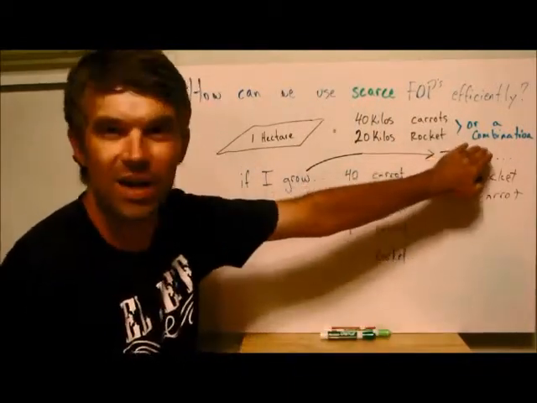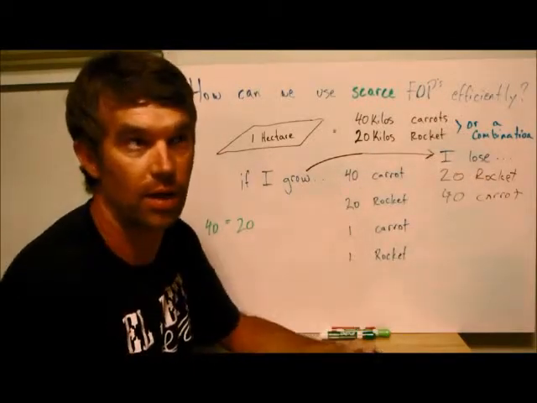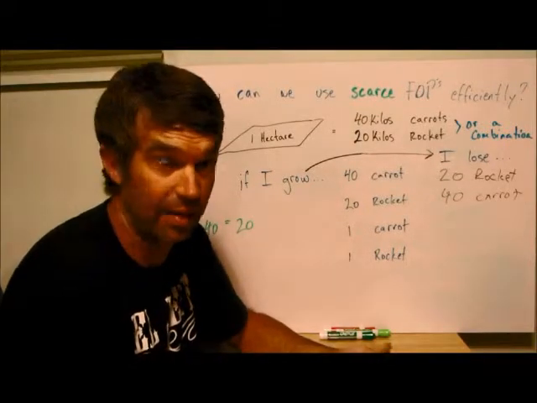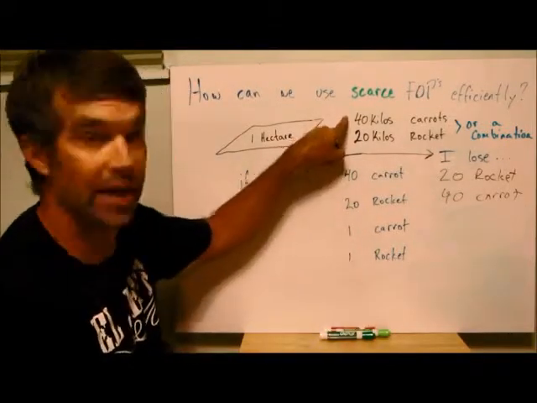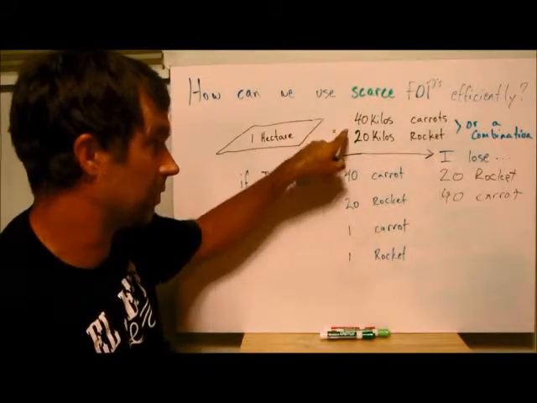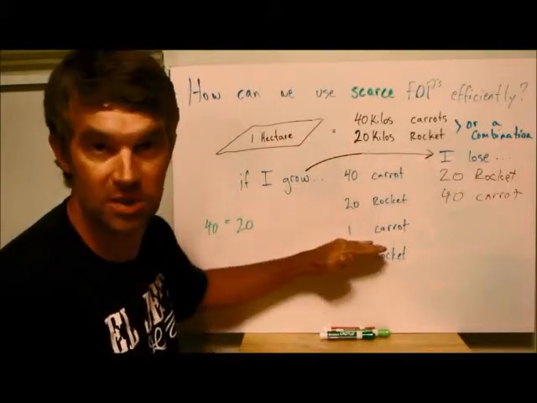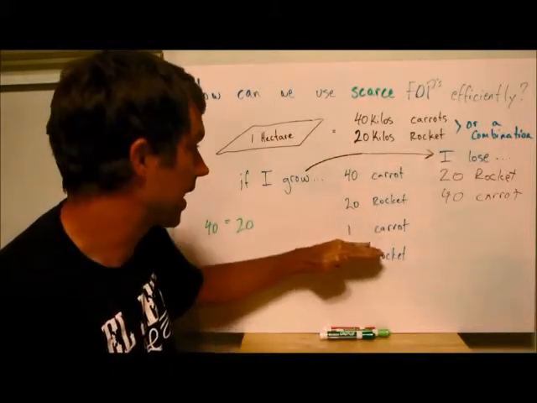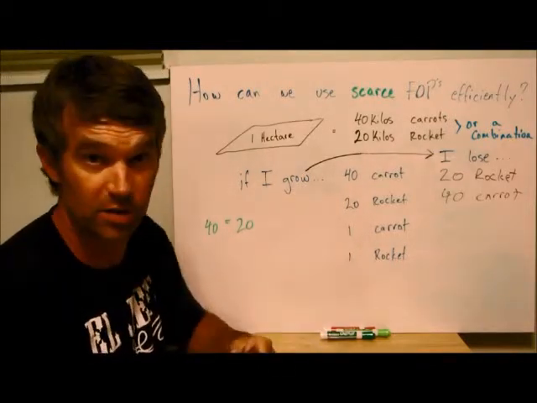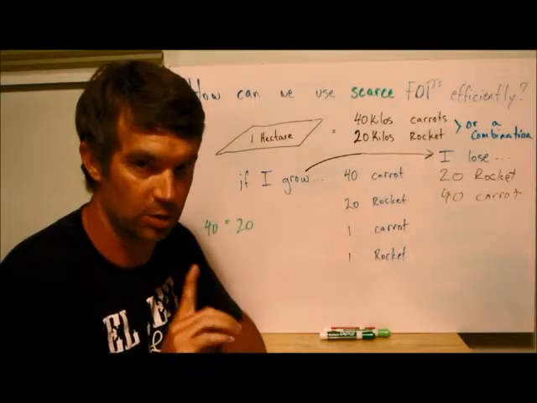But what if I want a combination? What if it doesn't have to be all carrots or all rocket? Well, then I need to start figuring out, okay, I guess we could do halves. If I grow half of my carrots, then I lose the ability to grow half of my rocket. But it's probably easier to just do it in terms of one. Okay? So, just so you understand, the convention, whenever we talk about opportunity cost, it's always in terms of one.